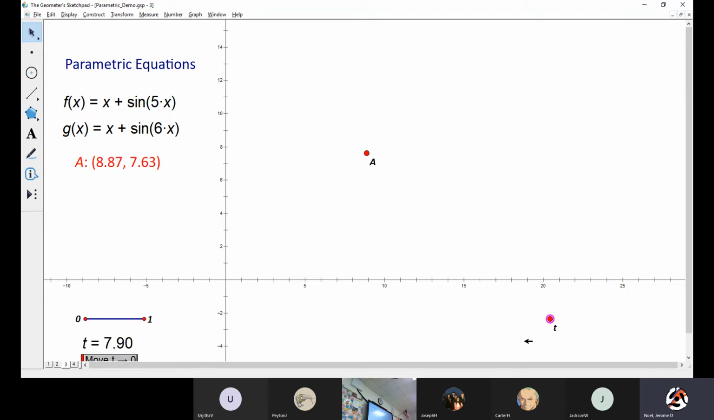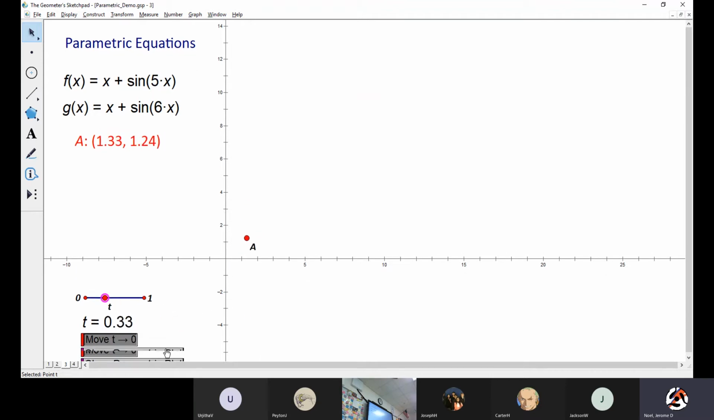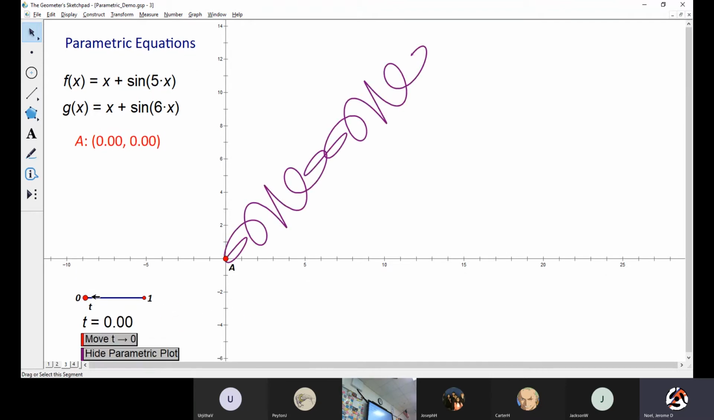It does look like cursive. That is correct. All right, so are you ready to see what it does look like then? Is it your name? Yeah, I wish.